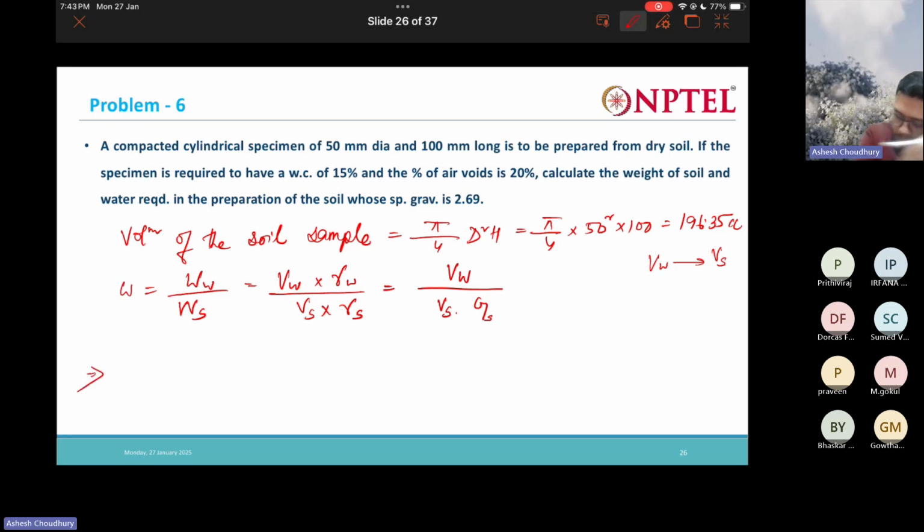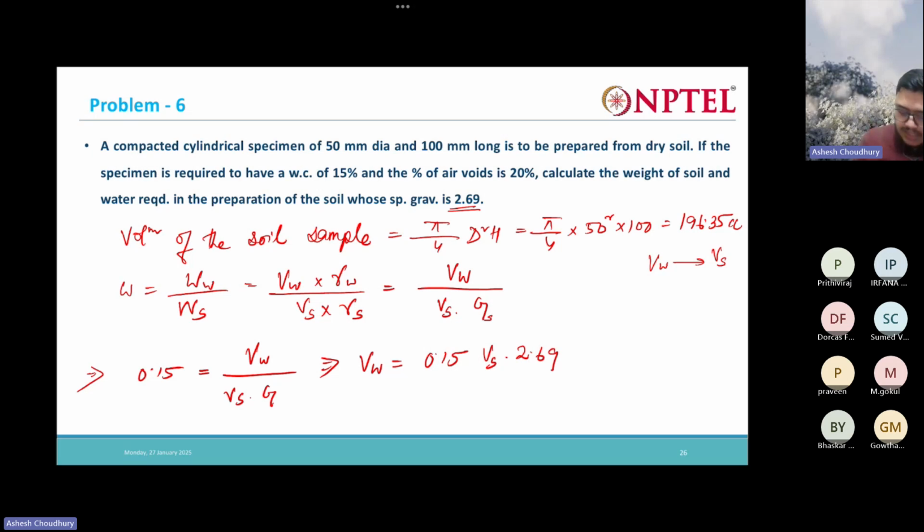Now water content is given as 15%, which is equal to VW by VS into G, which implies VW is nothing but 0.15 Vs into G. What is G? Specific gravity of soil is given as 2.69. So multiply 0.15 with 2.69. We will get VW as 0.4 Vs.